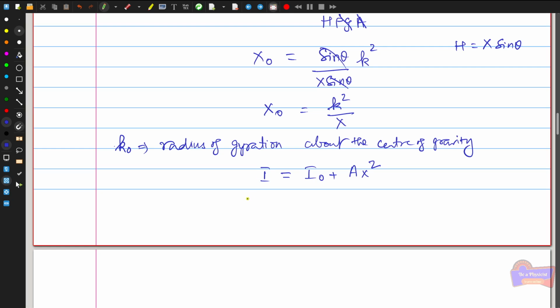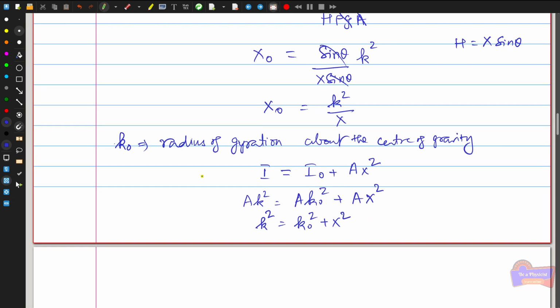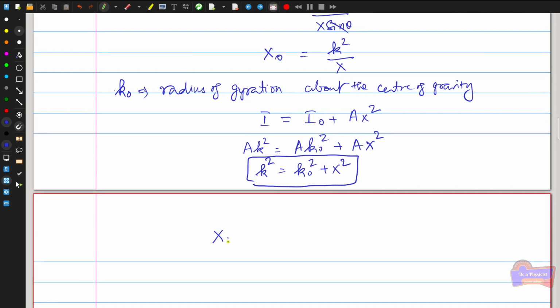That means I is nothing but A k squared, which is equal to A k0 squared plus A x squared. I can take A as common on both the right hand side and the left hand side, so they cancel each other. So k squared is equal to k0 squared plus x squared. And if you substitute this k squared value into the equation of x0, then x0 is equal to k0 squared plus x squared divided by x.